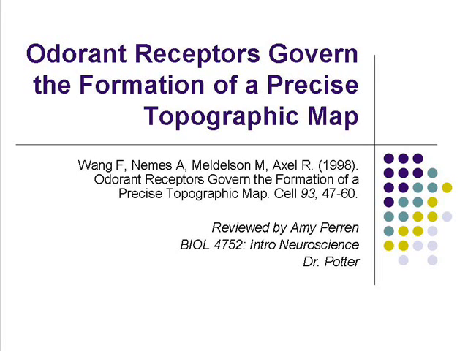Hello, this is Amy Perrin, and I have been studying the formation of topographic maps in the brain. This particular paper is by Wang et al. from 1998 and is about the formation of topographic map of olfactory sensory information in the olfactory bulb.